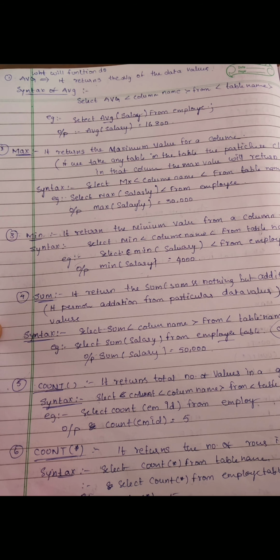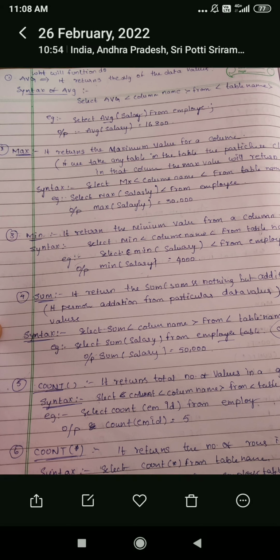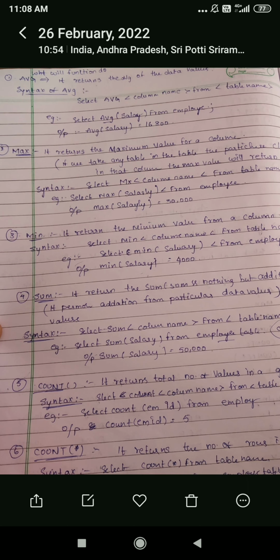So average of the column salary, and from which table? The employee table. So we write from employee. Next, what will the output be? What is the average of the salary here? The average of the salary is 16,800.